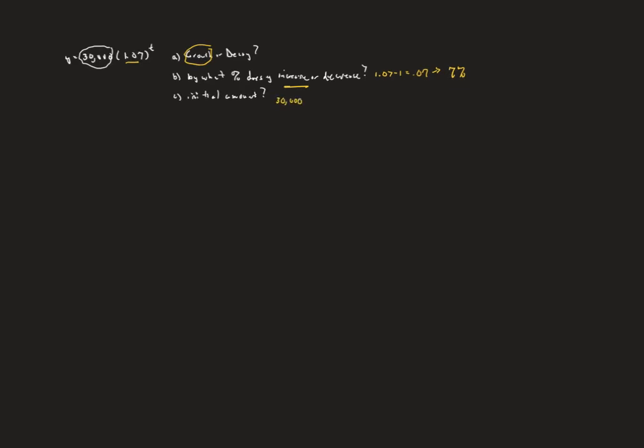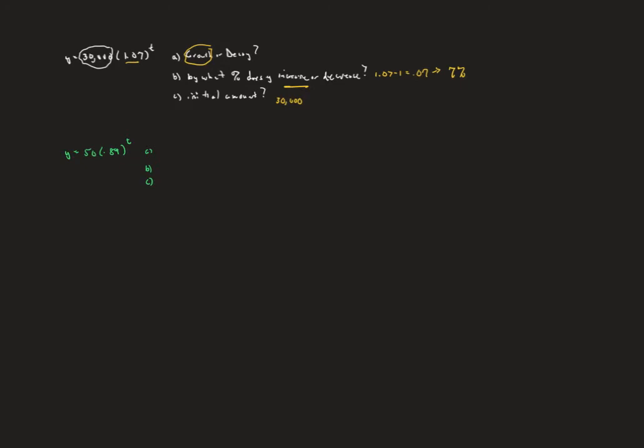Okay, let's try a different one. So if we say y is equal to, we'll say 50 times 0.89 raised to the t, that's supposed to be a 9. And can we answer those same 3 questions? Is it a growth or a decay? By what percent is it increasing or decreasing? And what is the initial amount?